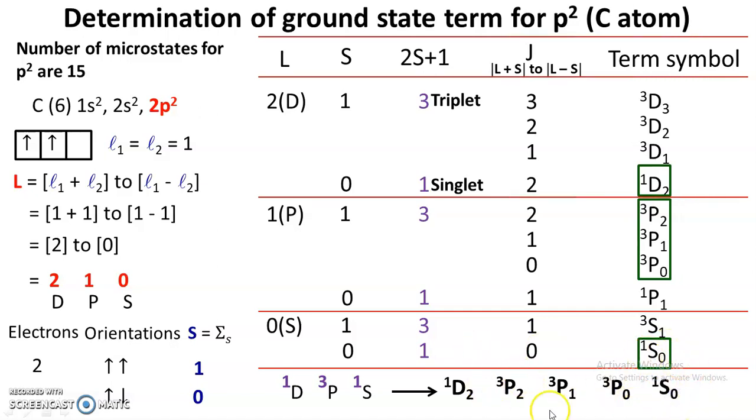So the allowed term symbols are D12, P32, P31, P30, S10. So these are the allowed term symbols, and for these allowed term symbols there are 15 microstates. Other term symbols are not allowed, or these are forbidden. Out of various term symbols, these are allowed.